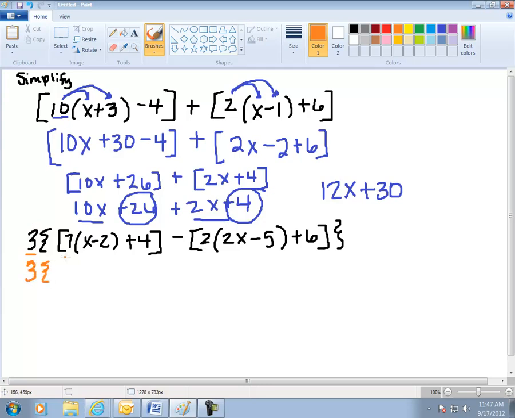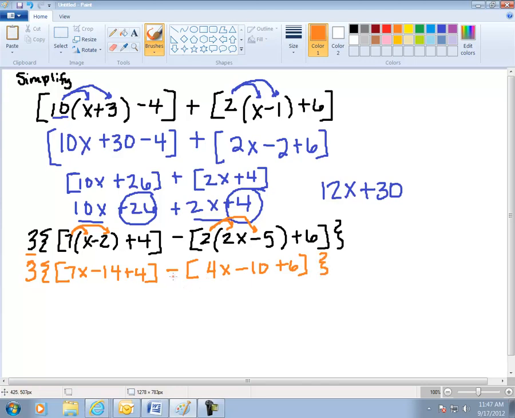All right, so in the meantime, I'm going to distribute within here. The first thing I'm going to do is get rid of my rounded brackets on the very inside by distributing my 7. 7 times x gives me 7x. 7 times negative 2, negative 14. And then plus the 4. Now subtract, and I'm keeping my square brackets for now. Again, I'm going to get rid of my rounded brackets in here by distributing the 2. 2 times 2x gives me 4x. 2 times negative 5 gives me negative 10. And then adding 6.